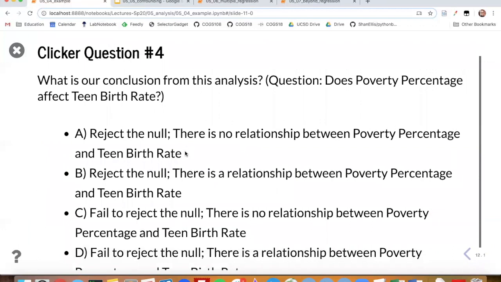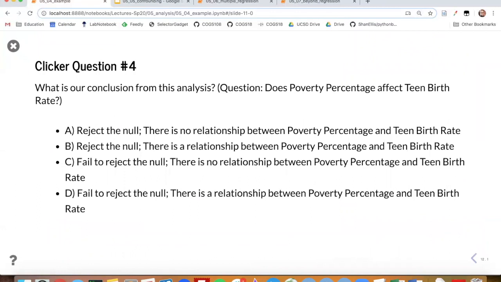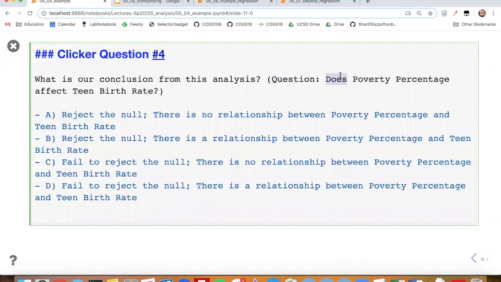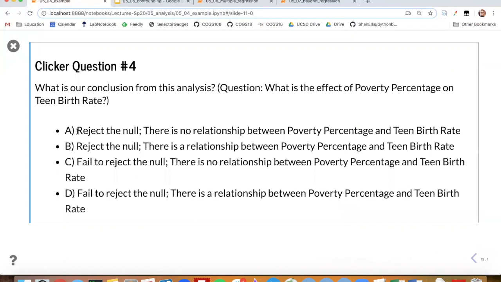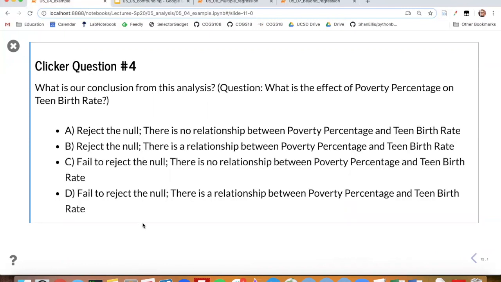So we've just gone through an analysis. We started with the question and our null and alternative hypotheses. We carried out linear regression. And my question to you is, how would you conclude from this analysis? So our question is, does poverty percentage affect teen birth rate? Or what is the effect? I'll edit it here. On teen birth rate. So you have to first decide whether or not you are going to reject or fail to reject the null. And then what that interpretation is. Is it there's no relationship between poverty percentage and teen birth rate, or there is a relationship between poverty percentage and teen birth rate?